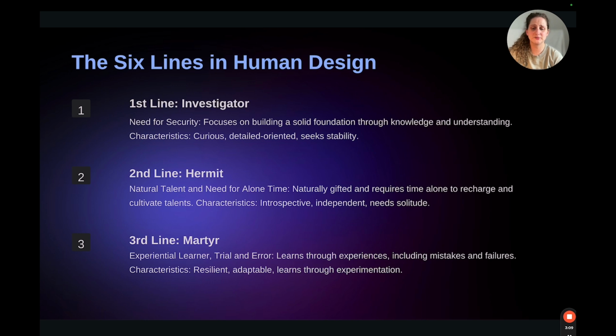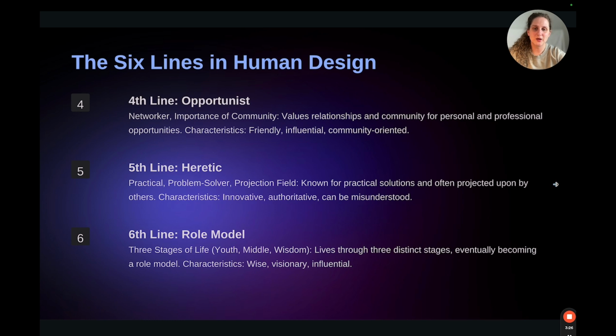The third line is going to be the martyr. They're an experiential learner, trial and error, learns through actually doing hands-on stuff, including making mistakes and failing. Characteristics are they're resilient, adaptable, and learn through experimentation. The fourth line is the opportunist. They're a networker. Importance of community to them, value relationships and community for personal and professional opportunities. Their characteristics are they're friendly, influential, and community oriented.